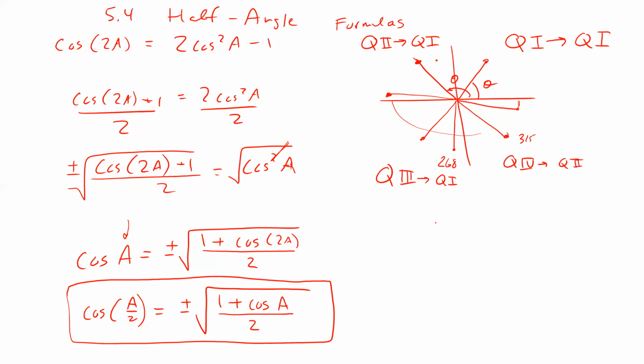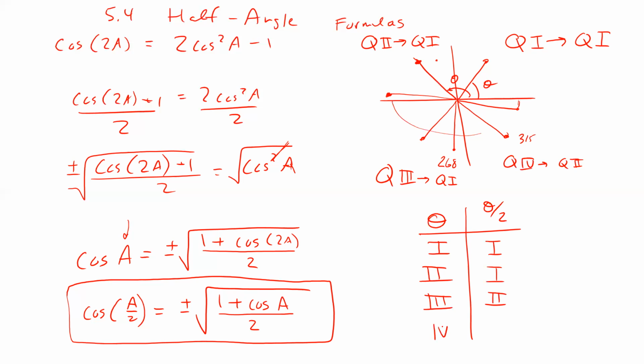Awesome. Okay, I'm gonna make my little table of it. If theta starts off here, then theta divided by 2, or you could say A divided by 2, whichever, doesn't matter. Because if it starts off in quadrant 1, it ends in quadrant 1. Starts off in quadrant 2, it still ends in quadrant 1. Quadrant 3 now ends in quadrant 2, and quadrant 4 still back to quadrant 2 when we take half angles of stuff.